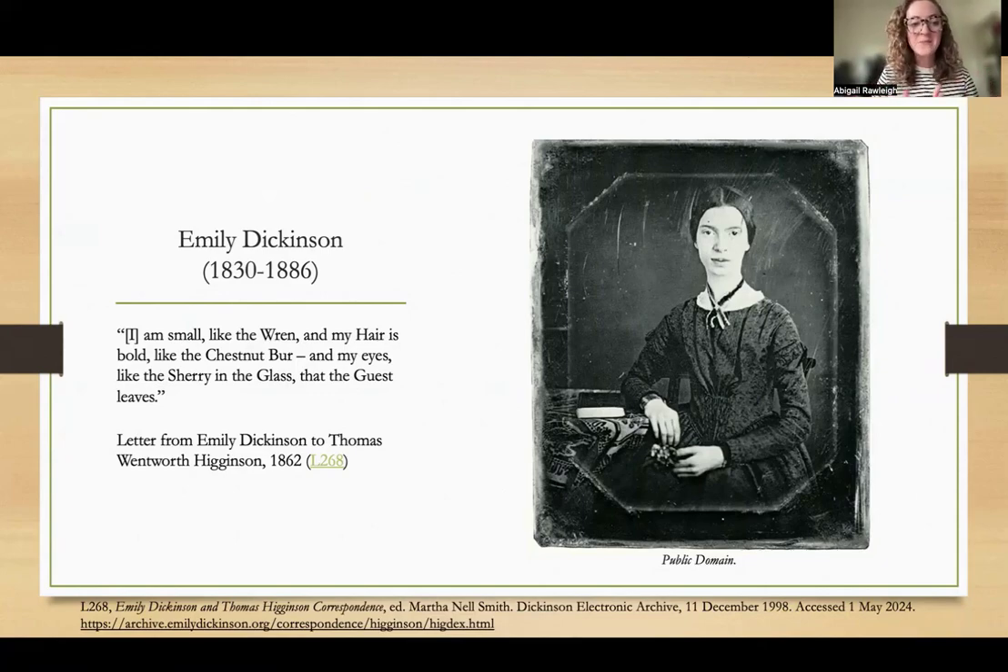She describes herself this way: I am small like the wren, and my hair is bold like the chestnut burr, and my eyes like the sherry in the glass that the guest leaves. One thing that I love about this self-description is there's a lot of color there, but the sherry in the glass always stands out to me because sherry is a little bit reddish, and that's what she's using to describe her eyes. So I think, as we'll see in her poetry, Dickinson is always creating character and doing unexpected things with her imagery. This letter and other letters like it can be found online in the Dickinson Electronic Archive. You can follow the link on this PowerPoint, and we'll actually talk more about digital resources several weeks down the road.